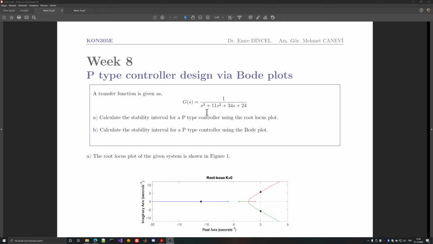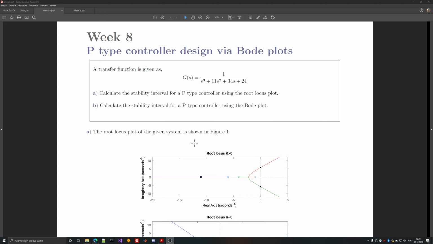And looking at these plots, we can conclude some results. We can analyze the plot and come up with certain information about the transfer function or the system. Now here we will see how to calculate the stability interval using the root locus plot, which should be very easy for us because we did this a couple of times. And then we will compare it to the Bode plot version, because if this is a system, I should be able to get the same information using different methods, and we will see if this is the case here.